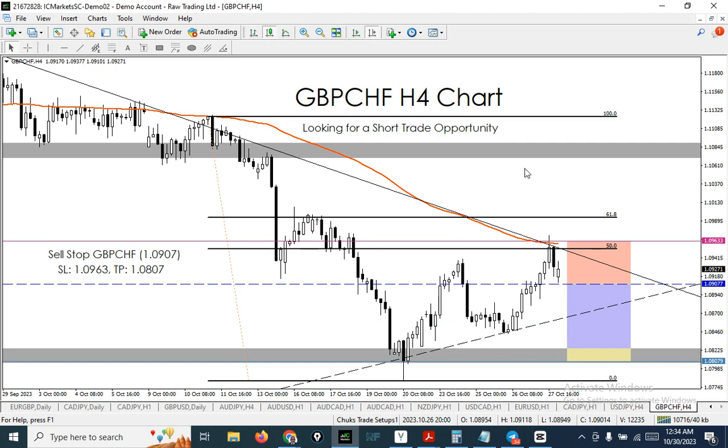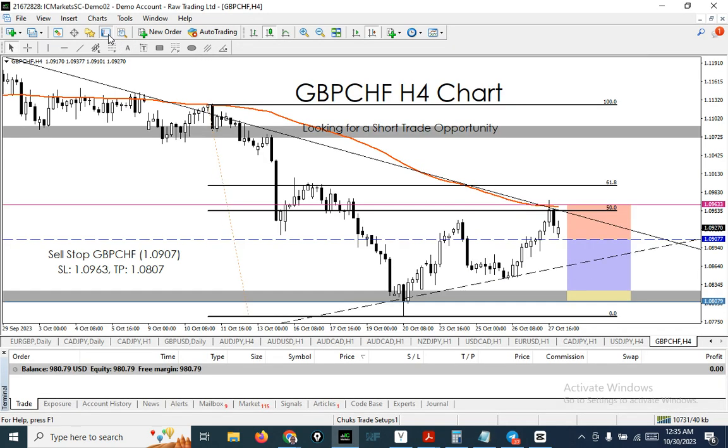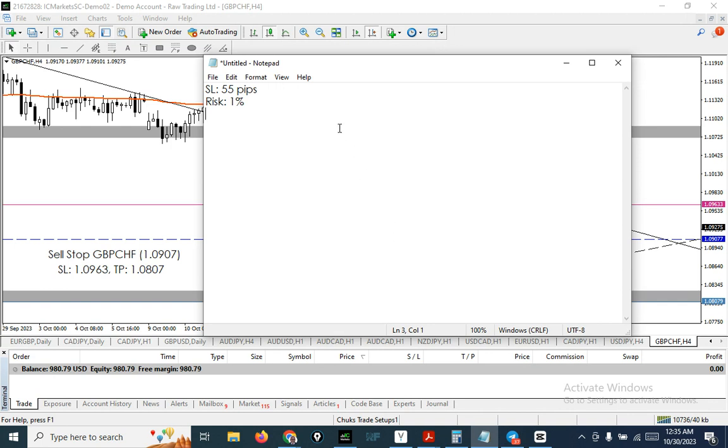Then my risk is going to be 1% of my account size. I'm going to use 1%. I don't want to risk more than 1%. What else? The account balance is $980. Okay, $980 is my account size. Just round it up to that figure.